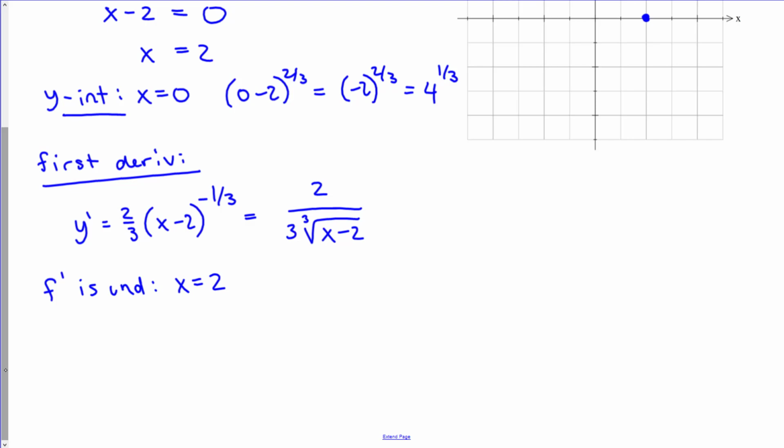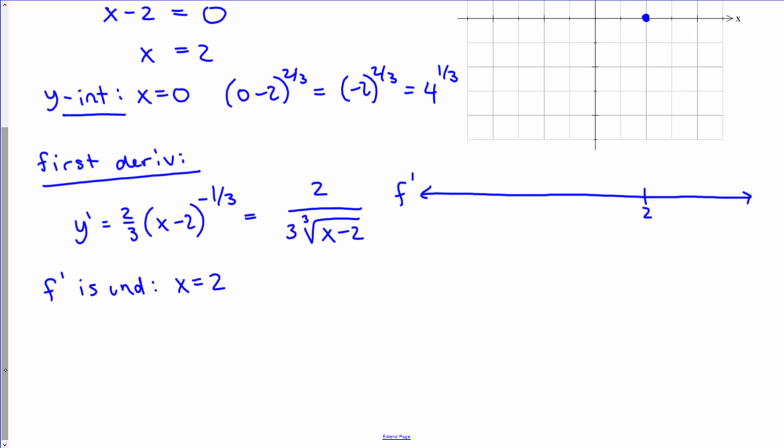If you put 2 into your first derivative, you've got 2 minus 2 underneath that cube root, which is 0. The cube root of 0 is 0. So you have 0 in the denominator. So we're undefined at 2, which means 2 is a point of interest for us. It's a critical number. I need to find out if I am increasing or decreasing on each side of that. So if I put in 0, because 0 is clearly on the interval from negative infinity to 2: 2 over 3 times the cube root of 0 minus 2.